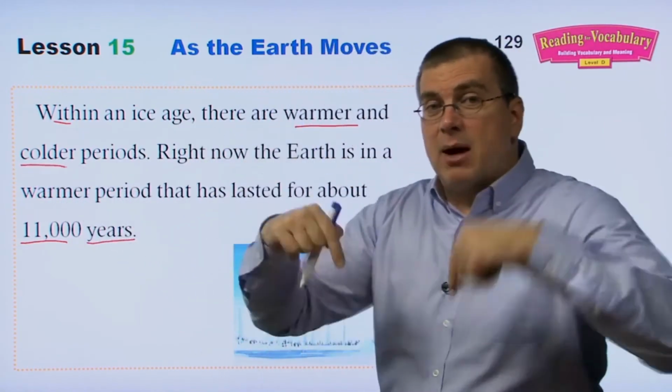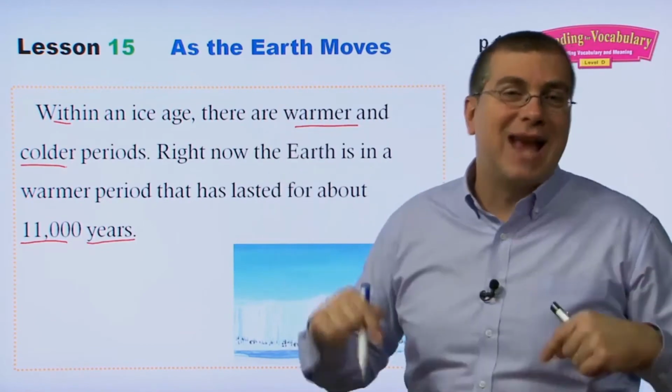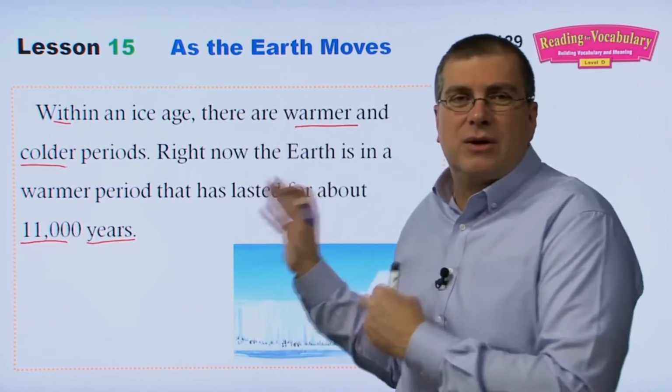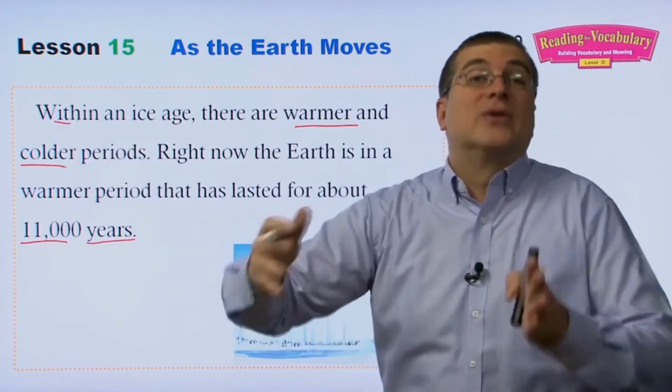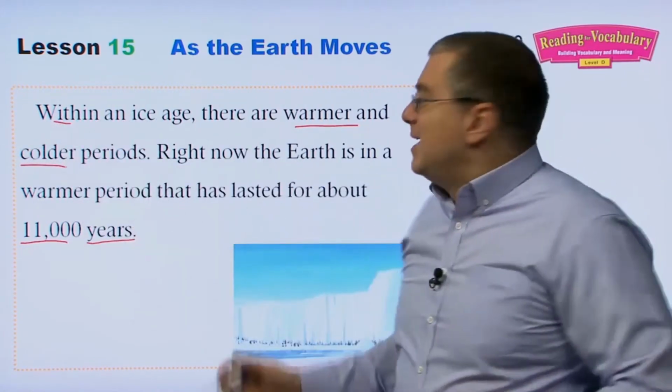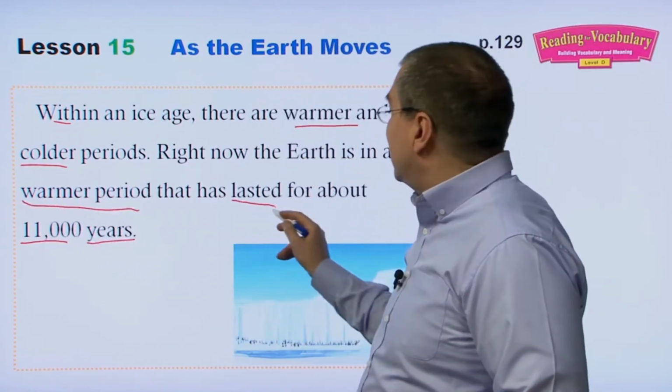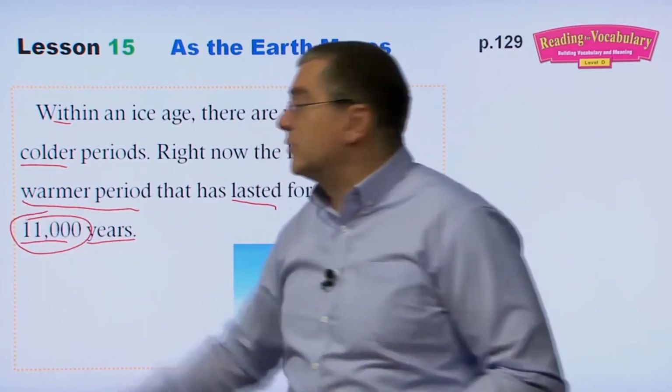Within an ice age, there are warmer and colder periods. Right now, right now. And of course, when we say right now, we think, you know, this second. But when we're talking about the history of the Earth, right now, we could mean thousands of years, right? Right now, the Earth is in a warmer period that has lasted for about 11,000 years.